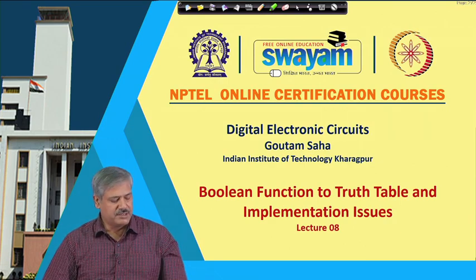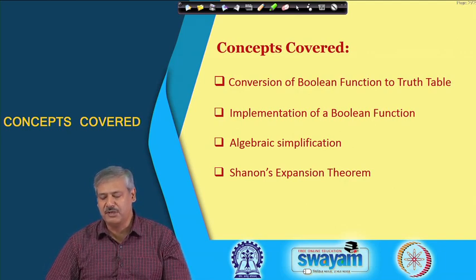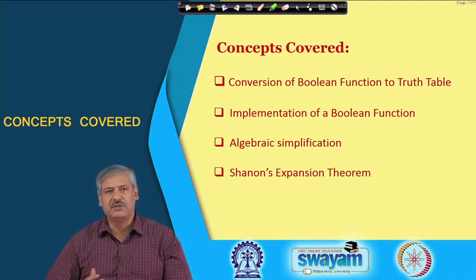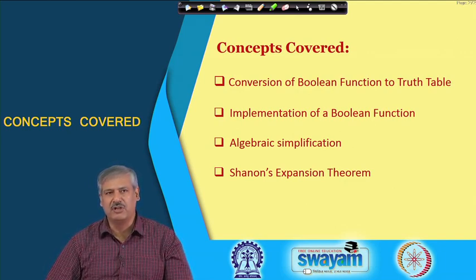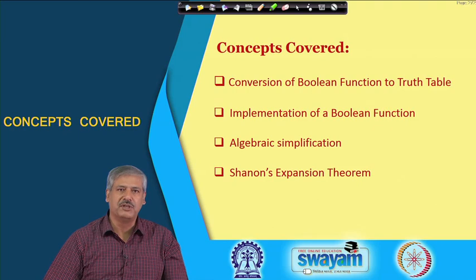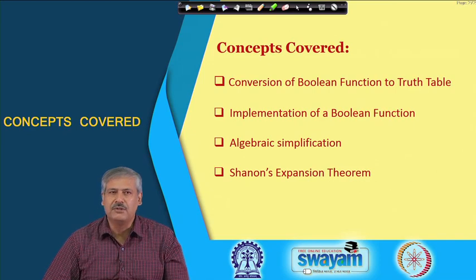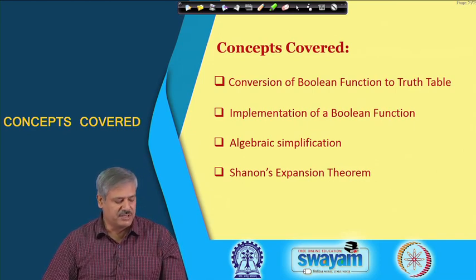Today we shall discuss how to convert a Boolean function to corresponding truth table, and then we shall see how to realize a Boolean function using logic gates, and we shall see that algebraic simplification using Boolean algebra is useful for efficient implementation, and we shall also have a look at Shannon's expansion theorem.